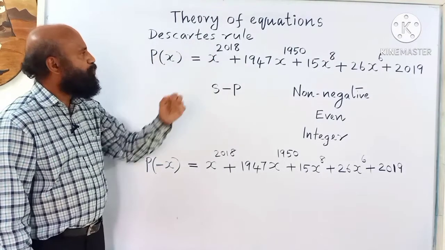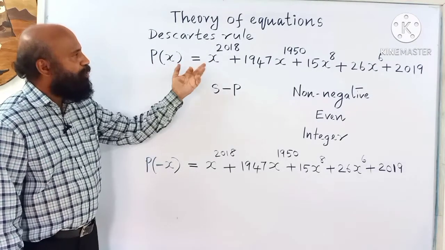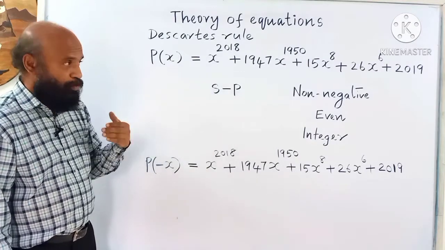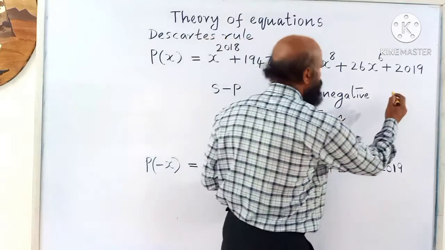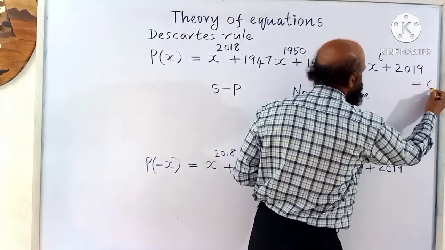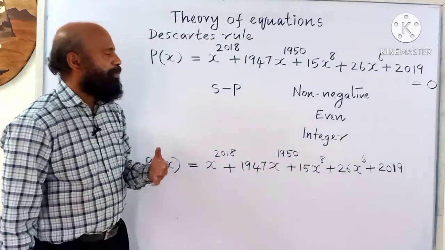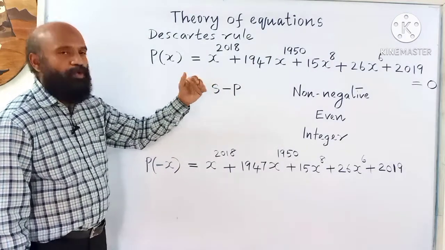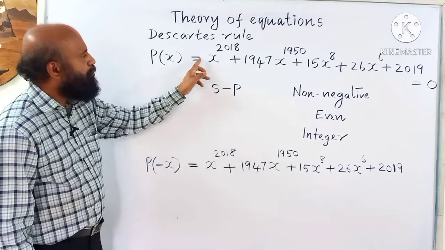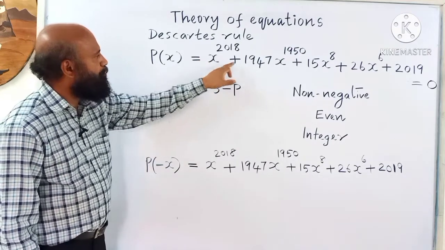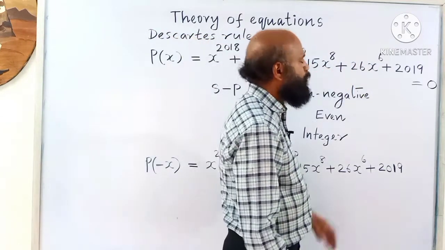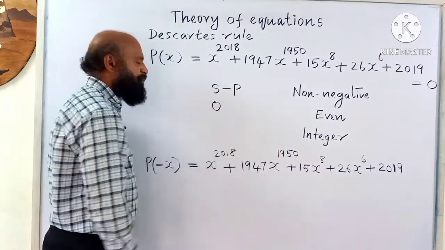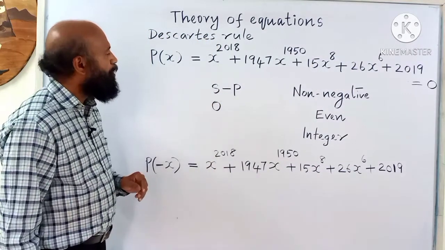Using Descartes' rule, let us find the nature of the zeros of this polynomial, or roots of the polynomial equation. When you equate this to 0, it's a polynomial equation. See the number of sign changes. There are no sign changes. All the terms are positive. So the number of sign changes is 0.